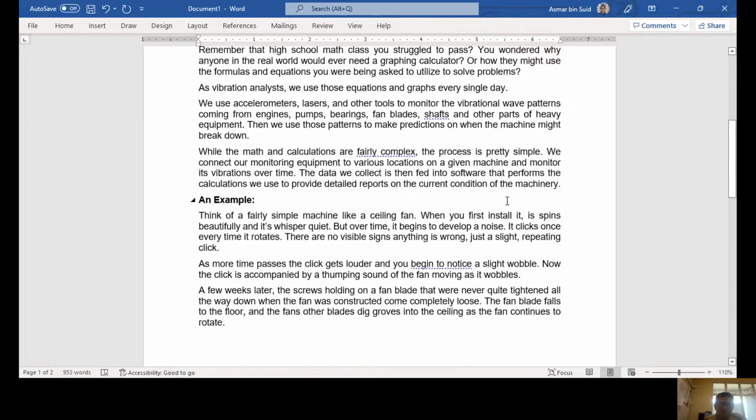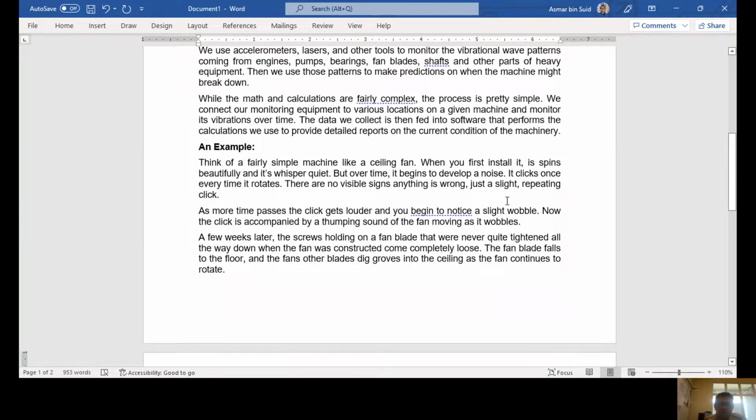For example, think of a fairly simple machine like a ceiling fan at your house. When you first install it, it spins beautifully and is whisper quiet, very smooth, without any harsh sounds. But over time, it begins to develop a noise. Maybe after 1 year or 2 years, it clicks once every time it rotates. There are no visible signs of anything wrong. You cannot see it by visualization. Just a slight repeating click.